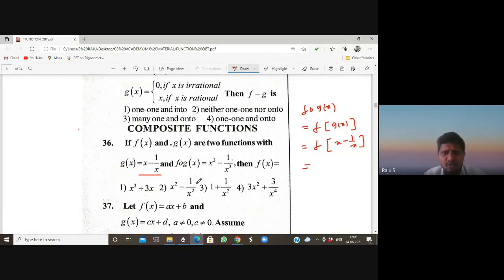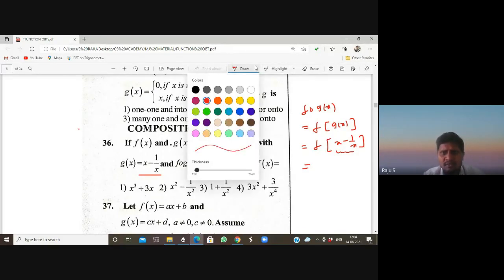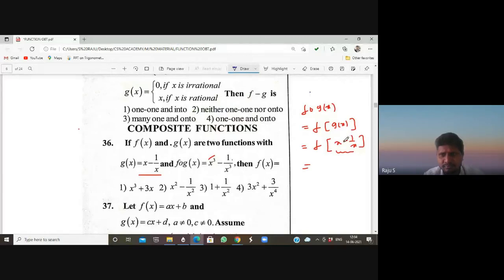So if we choose which one of the following options, if we substitute these values, we are going to get x cube minus 1 by x cube. When we substitute x minus 1 by x in place of x in our given options, which one of the options will give x cube minus 1 by x cube? All of you check it once.